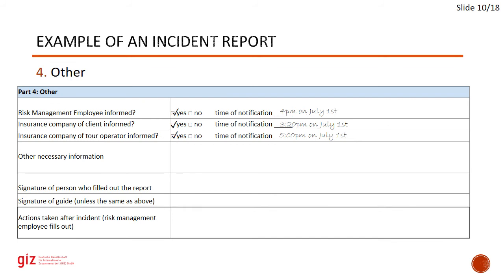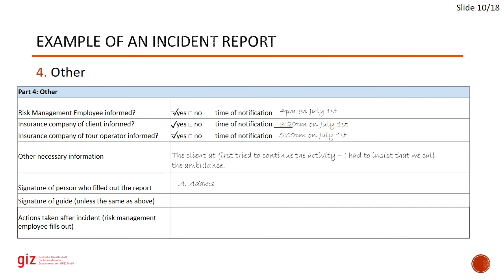For example, our guide wrote, "The client at first tried to continue with the activity. I had to insist that we call an ambulance." This detail could be important if, for example, the client wants to take legal action against you. Signature of person who filled out the report. The report has to be signed, of course. Signature of guide unless the same as above. So this stays empty in our case.